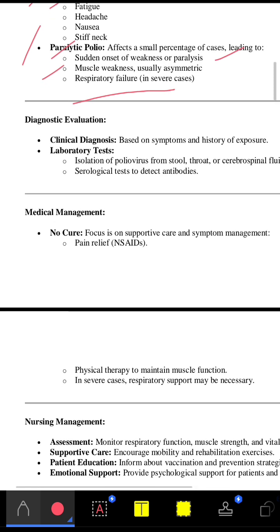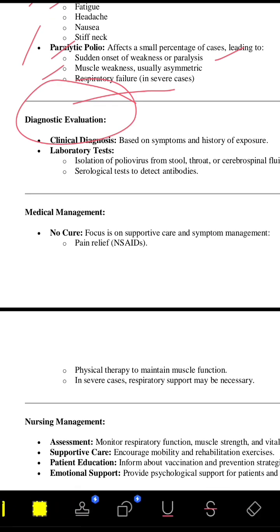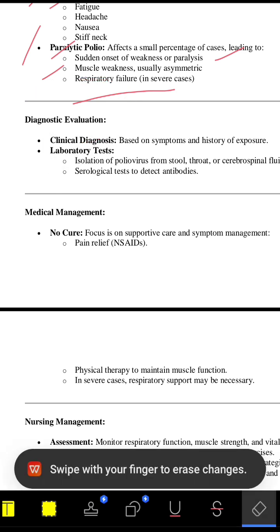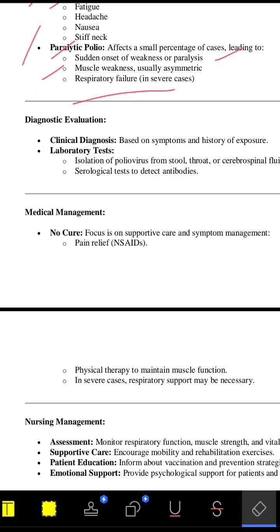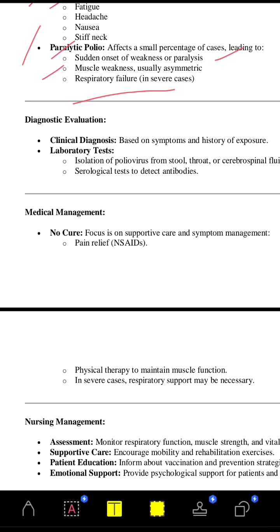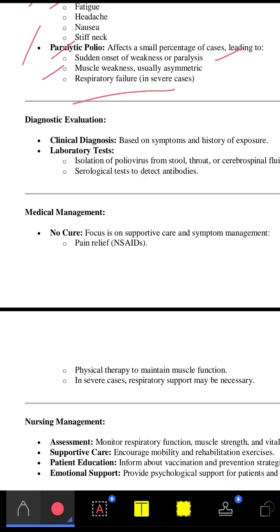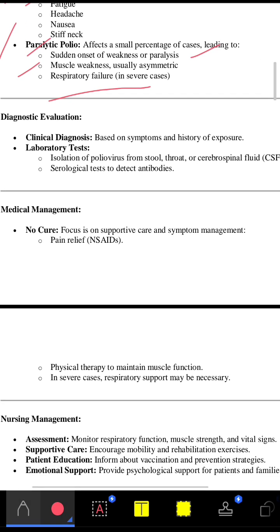Next we'll see the diagnostic evaluation. In diagnostic evaluations, clinical diagnosis is based on symptoms and history of exposure, and laboratory tests. Under the laboratory tests, there is isolation of poliovirus from stool, throat or cerebrospinal fluid. And the next test is a serological test to detect the antibodies.